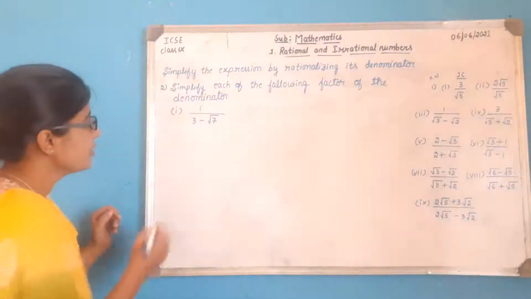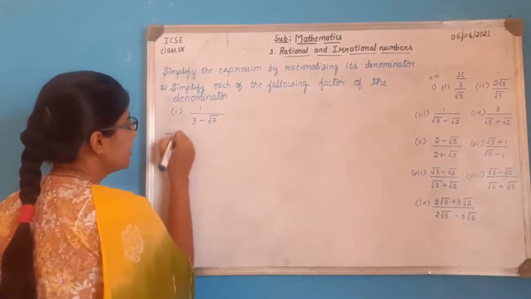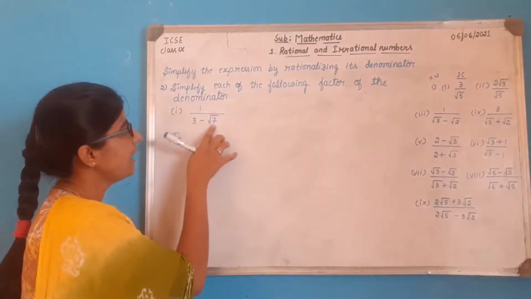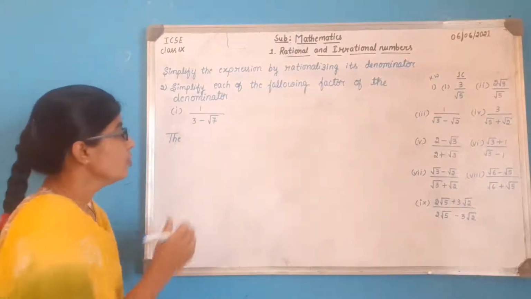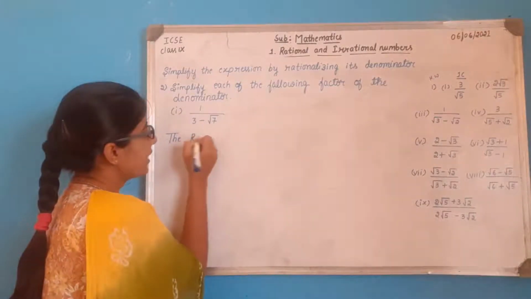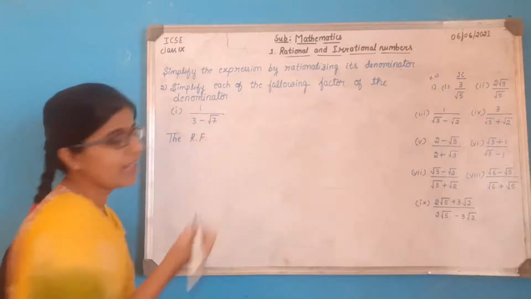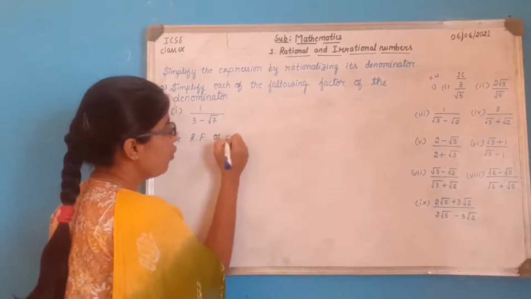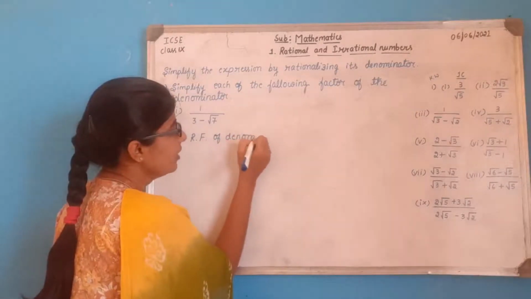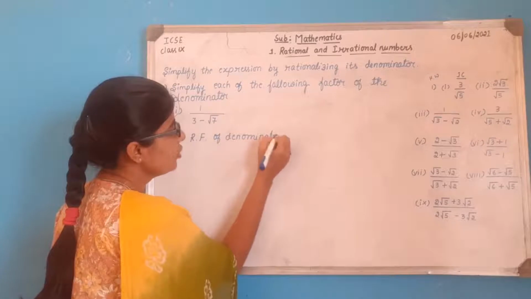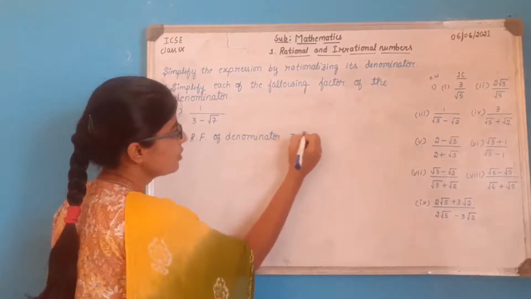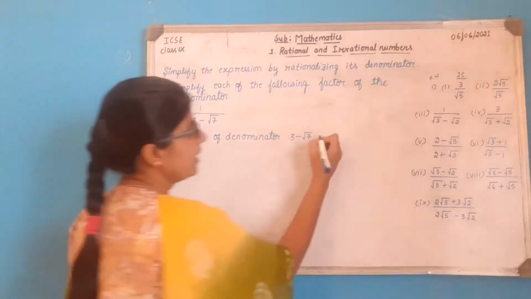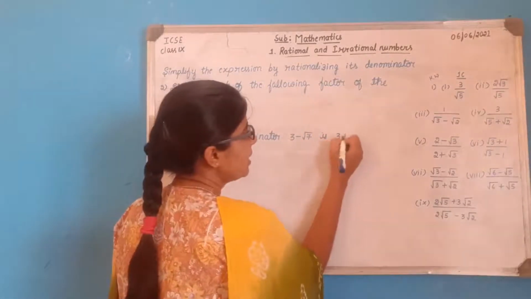In this, first you have to note down the rationalizing factor of the denominator. What is the denominator here? 3 minus root 7 is the denominator. The rationalizing factor, in short we can write it as RF. The rationalizing factor of the denominator 3 minus root 7 is 3 plus root 7.